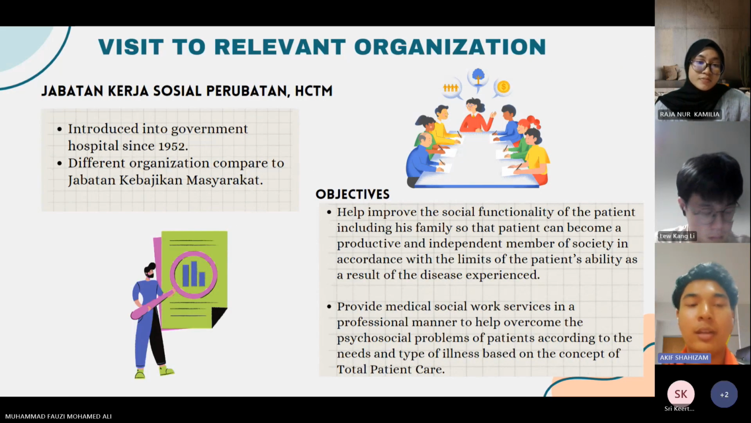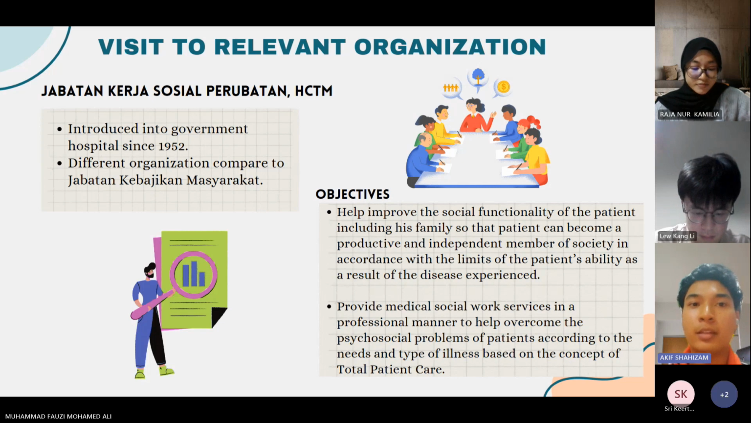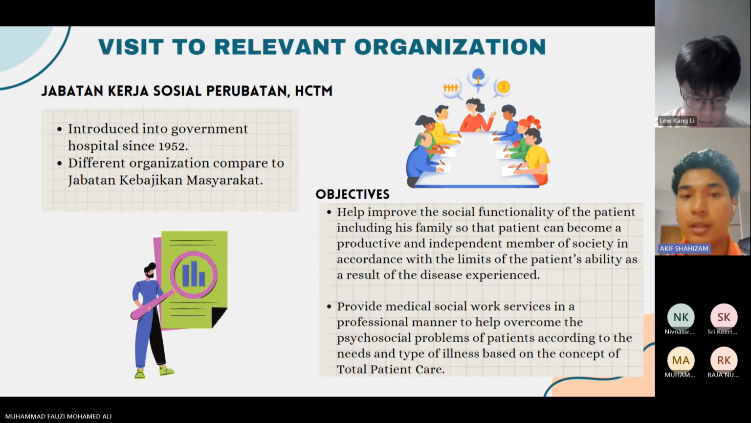It is an organization that was introduced into government hospitals in 1952. Each hospital has its own Jabatan Kerja Sosial Perubatan, and this is a different organization compared to Jabatan Kebajikan Masyarakat. Jabatan Kerja Sosial Perubatan, or JKSP, basically helps improve the social function of the patient, including his family, so that the patient can become a productive and independent member of society in accordance with the limits of the patient's ability as a result of the disease experience.